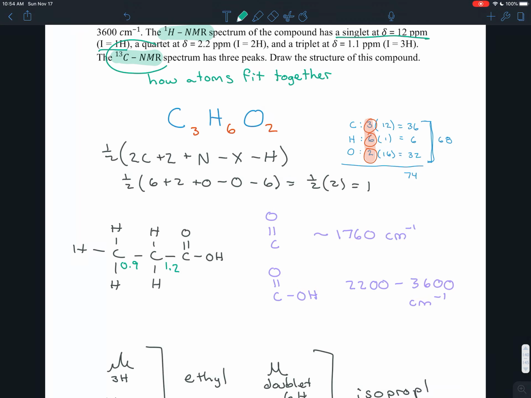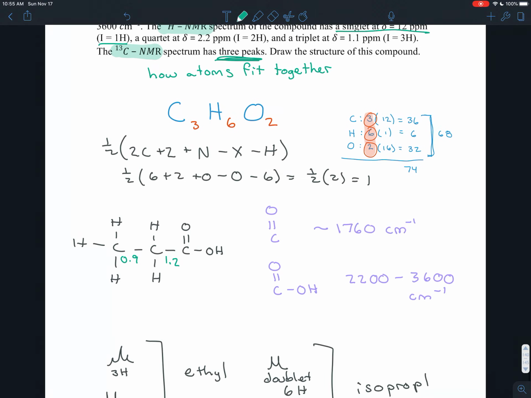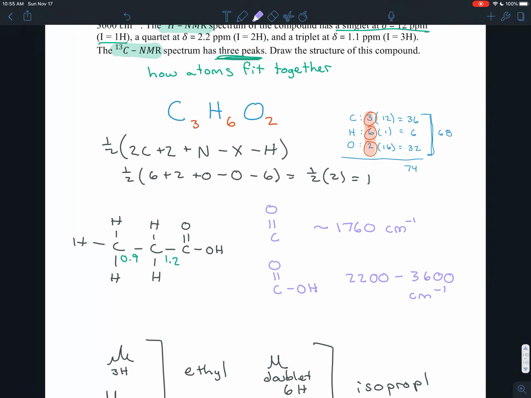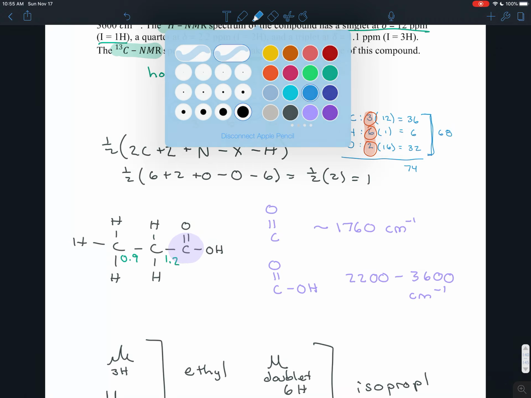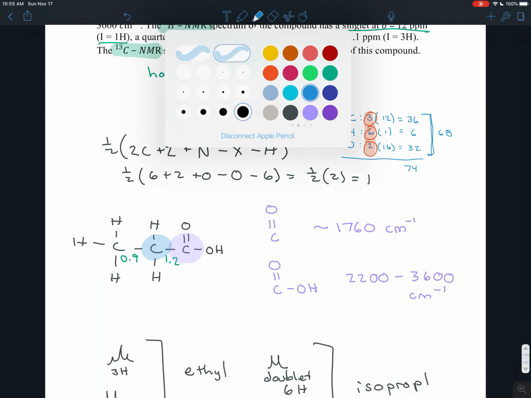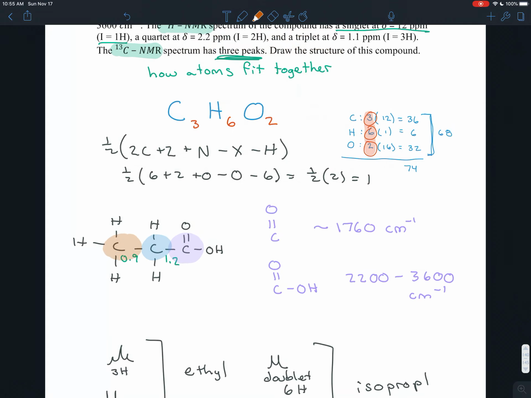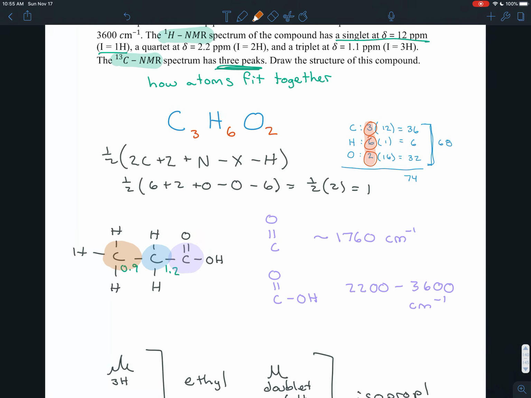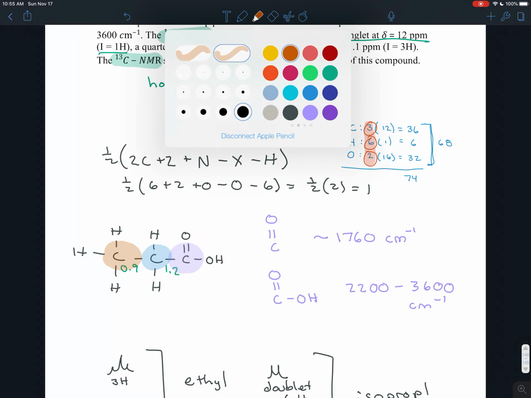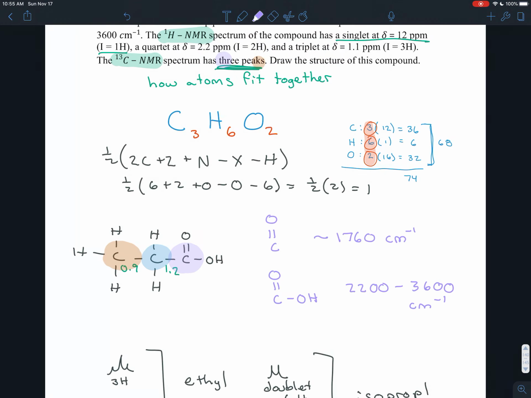Finally, the carbon 13 NMR spectrum sort of just is a cherry on top at this point. It tells us how many carbons we have in different environments. We have 3, and that should make sense. We have 1 that is in a carboxylic acid. We have 1 that is immediately next to it, alpha to it, and we have a 3rd that is beta to it. Well, that's 3 different electronic environments. So we end up getting 3 peaks.